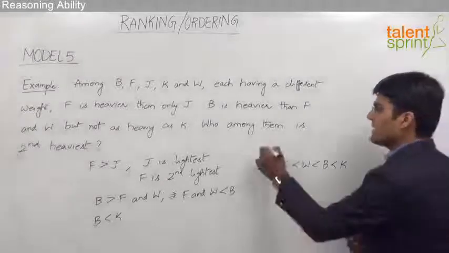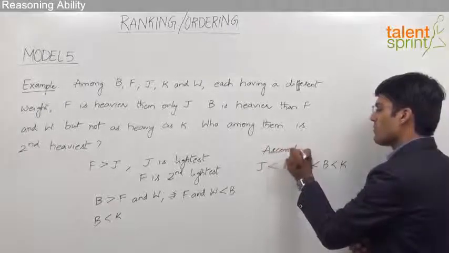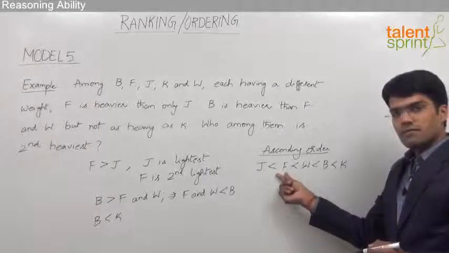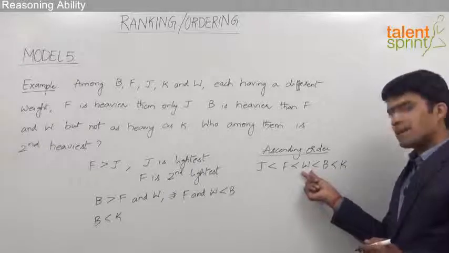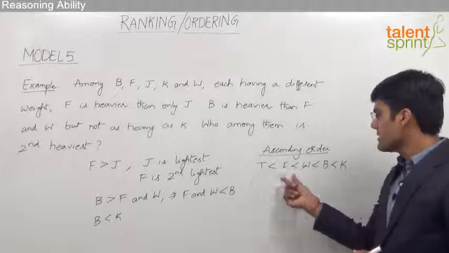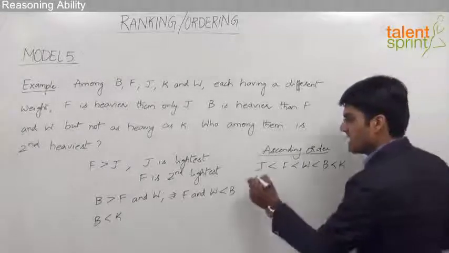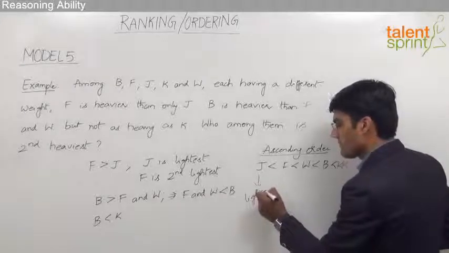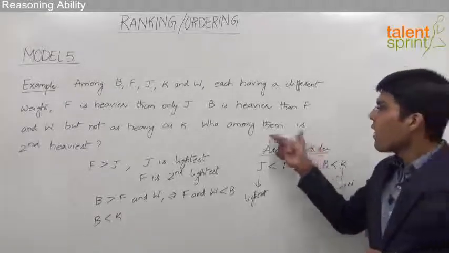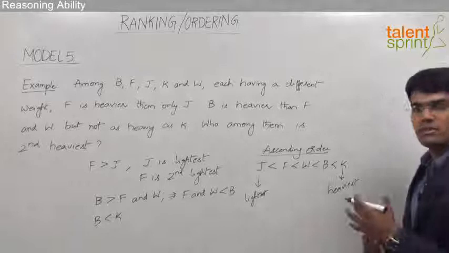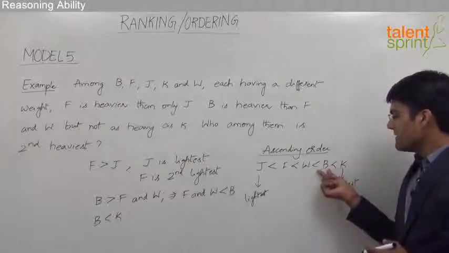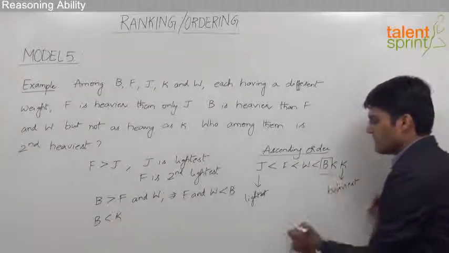So now the ascending order in terms of weight for these 5 persons is J lighter than F, lighter than W, lighter than B, lighter than K. So very clearly J is the lightest person and K here is the heaviest person. And the question is who among them is second heaviest. So to find out the second heaviest person, we need to come from the heaviest side. So we can say that the second heaviest person in this group is B. So the answer is B.